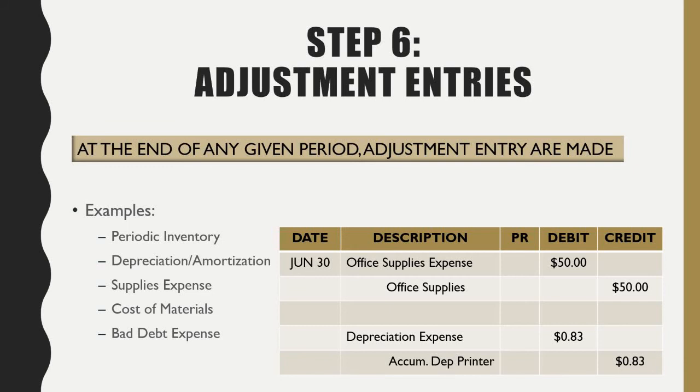Throughout this entire 10 weeks of class, I've been teaching you a few things here and there. I taught you how to do periodic inventory conversion. That is an adjustment entry. Why? Because it happens at the end of the accounting period. Hence, that's why it's called an adjustment. We don't do it until the very end of the accounting period. So I've taught you how to do periodic inventory conversion.